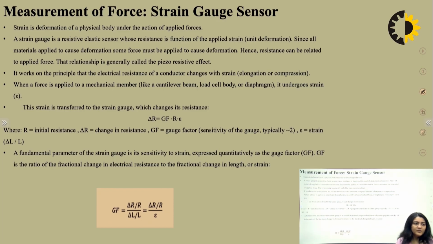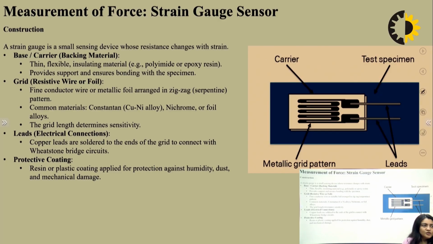The fundamental parameter of the strain gauge is its sensitivity to strain, expressed quantitatively as a gauge factor. The gauge factor is the ratio of the fractional change in electrical resistance to the fractional change in length, or strain. So GF is equal to delta R by R upon delta L by L, or delta R by R by epsilon. Now if you go through the construction, this is the metallic grid pattern of a strain gauge. A strain gauge is a small sensing device whose resistance changes with strain.